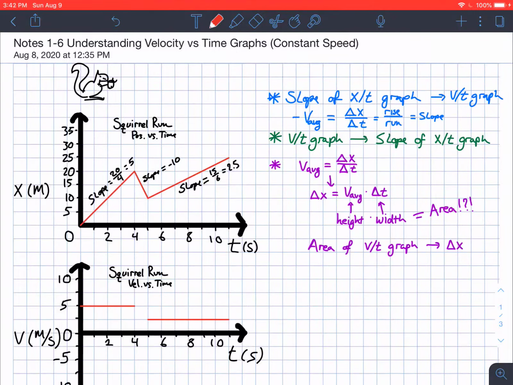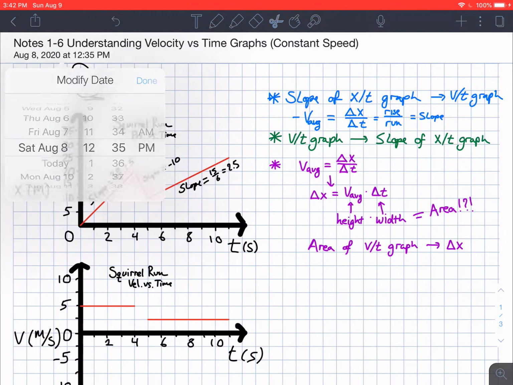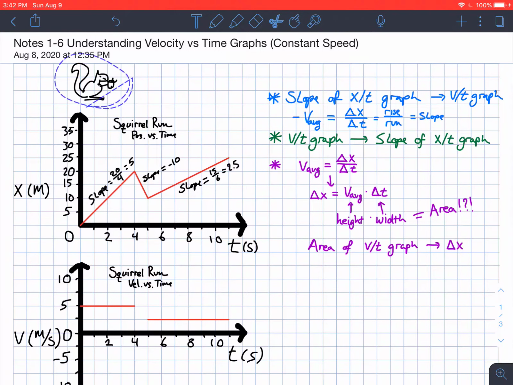Today we're going to learn how to understand velocity versus time graphs and use them to create position versus time graphs, okay? So here's the scenario I want you to imagine. We've got ourselves a squirrel right here. You can see Mr. Squirrel right there. And our squirrel, he's running with his acorn. He's going to try and get up a tree.